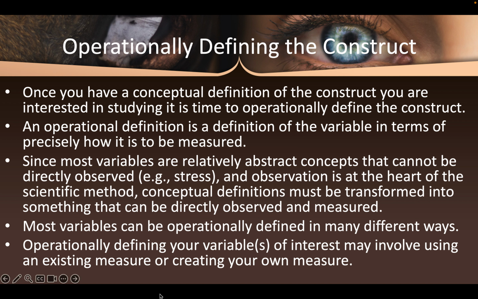An operational definition is a definition of the variable in terms of precisely how it is to be measured. Since most variables are relatively abstract concepts that cannot be directly observed, such as stress, and observation is at the heart of the scientific method, conceptual definitions must be transformed into something that can be directly observed and measured. And this is the trick. It's got to be something that you can measure.